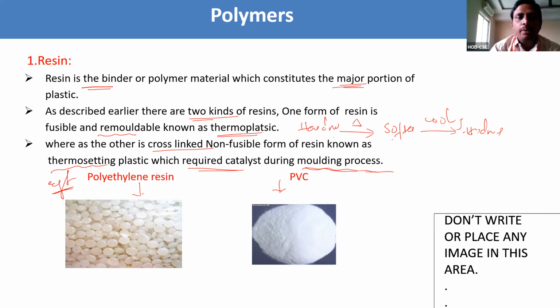And these resins are again of two types: thermoplastic resin and thermosetting resin. Thermoplastic is one form of resin which is fusible and we can remold it. The non-fusible cross-linked form of resin is known as thermosetting plastic, which requires a catalyst during the molding process.